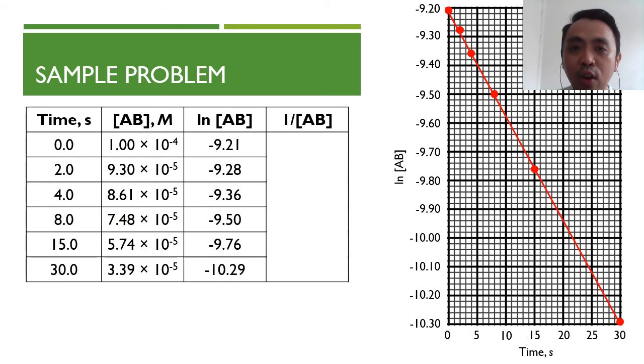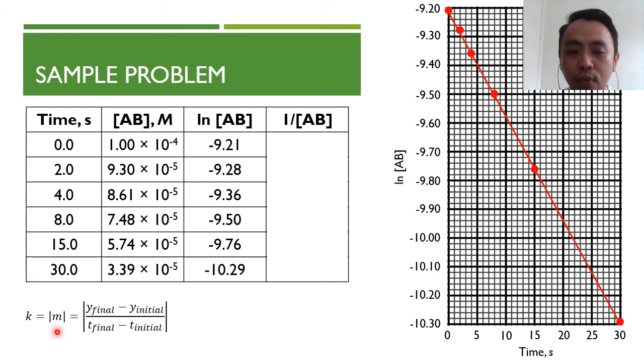To find the value of the rate constant K, K is simply equal to the absolute value of the slope of our straight line graph. Now, from mathematics, we've learned that the equation for the slope is equal to the rise over the run, or that is y final minus y initial over t final minus t initial.